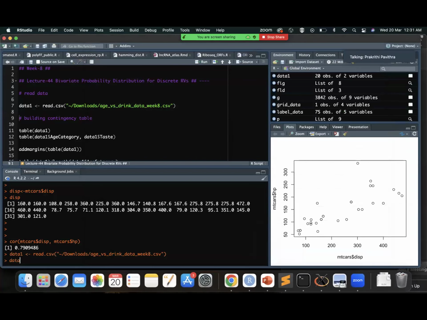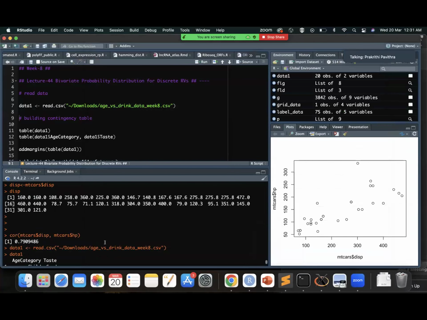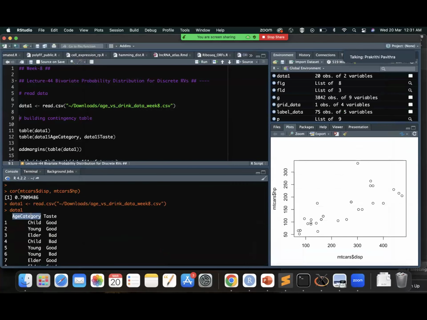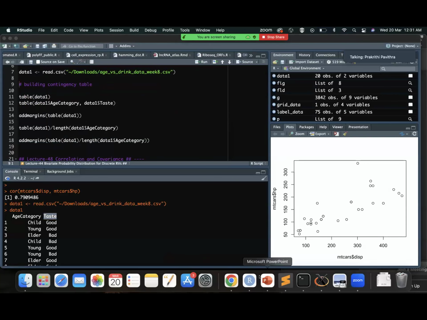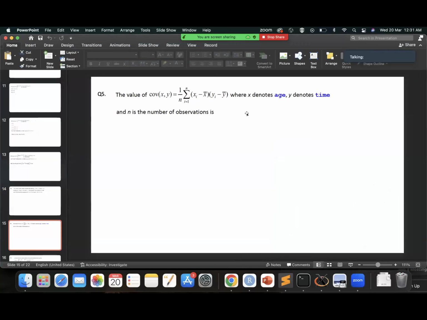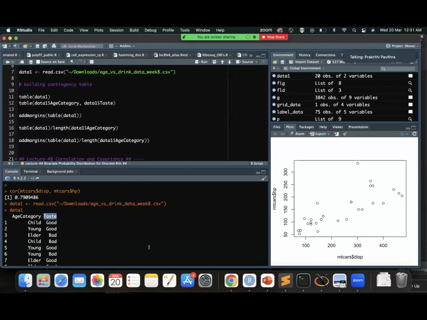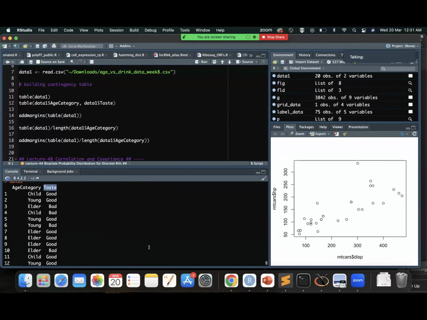Okay, let's look at the data. It looks like this. You have some age category and you have taste. Now, what was that question? X denotes age. Wait, I don't know if I'm looking at the... Okay, anyway.